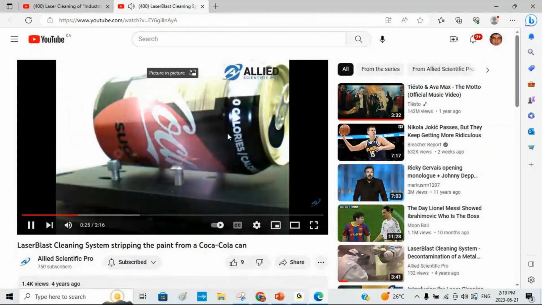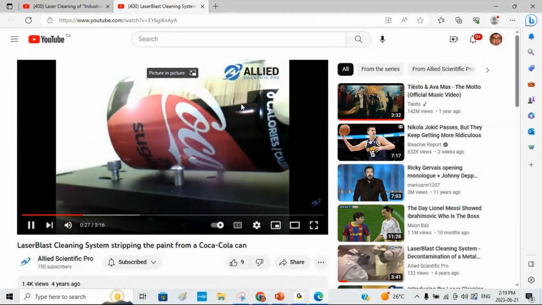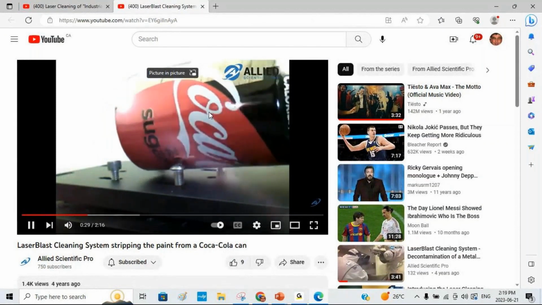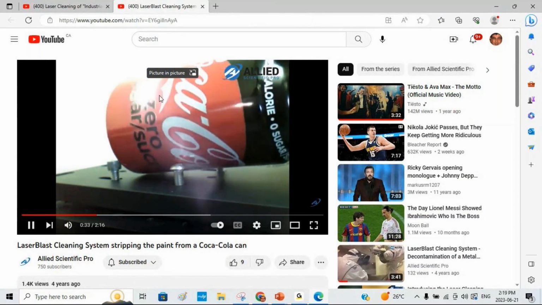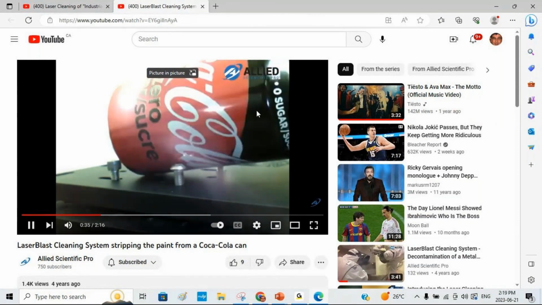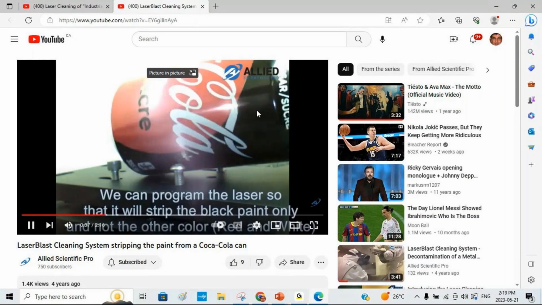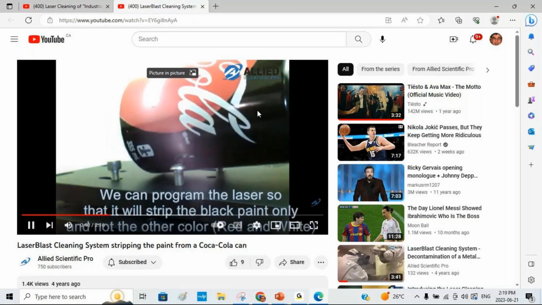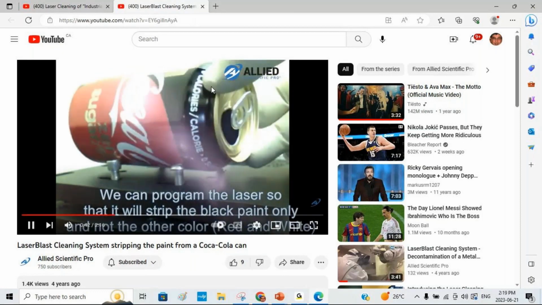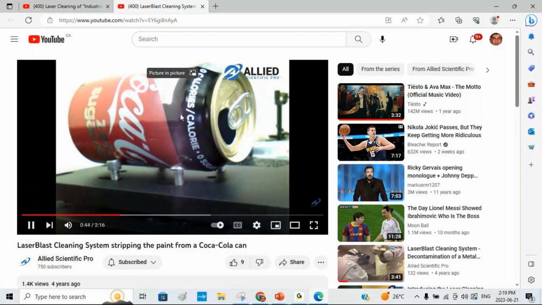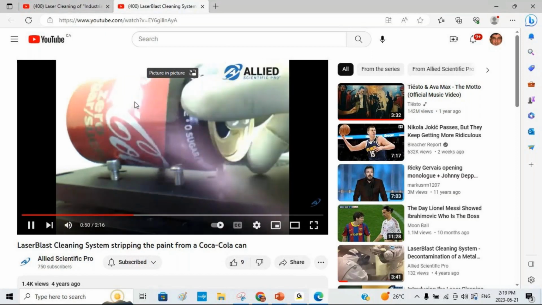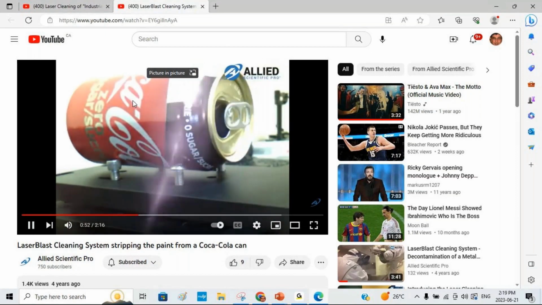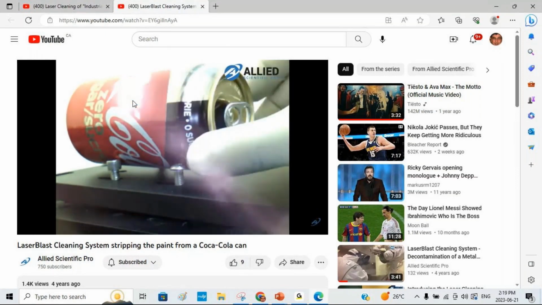So here you can see the laser beam is shining on the Coke Zero can, and it is only removing the black paint, although it is shining on the red and white as well. So why is that? It's because the threshold ablation energy, or ablation threshold energy, of the black paint is lower than red and white. Because it's black, it absorbs more, so less energy is needed.